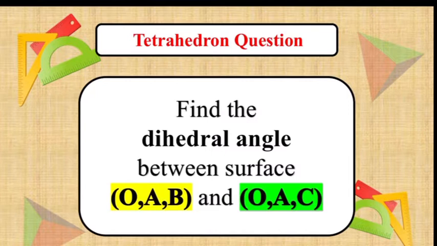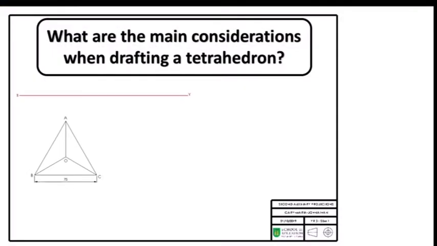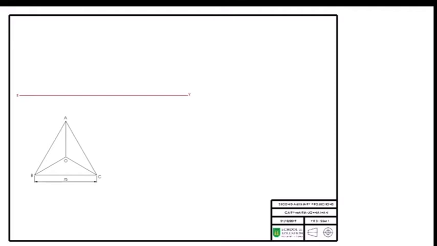So this is the drafting question we will be completing using second auxiliary projection. So the question is, find the dihedral angle between surfaces OAB and OAC, and it is to do with the tetrahedron. So the next few slides are just going to go through actually constructing the orthographic projection of a tetrahedron. What are the main considerations when drafting a tetrahedron? So you draw a plan view of the tetrahedron, which is an equilateral triangle with sides of 75 millimeters, and that's given to us in the question.